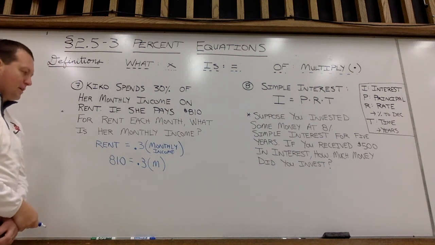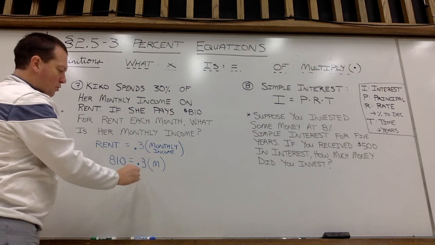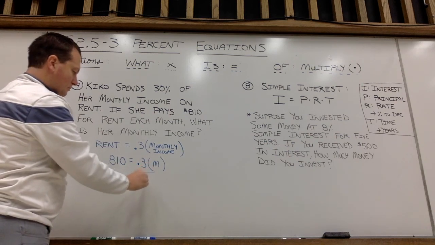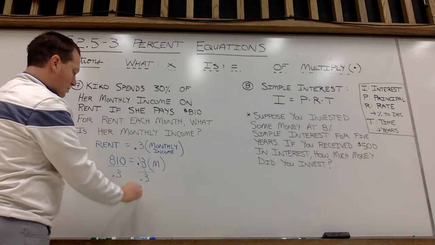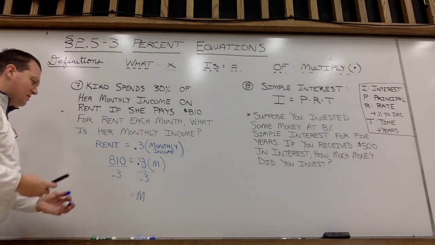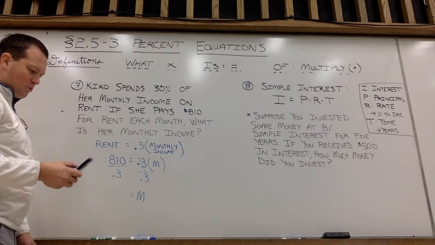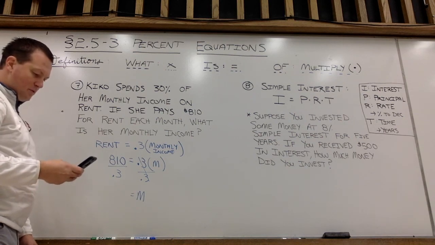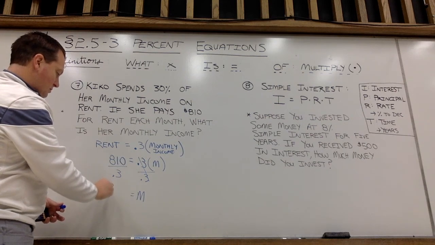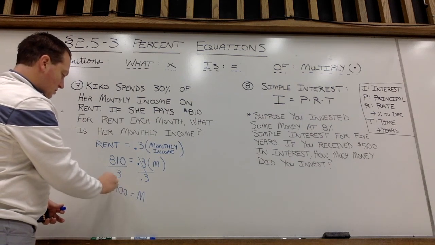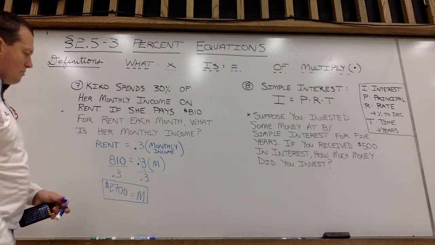So to find her monthly income, I'm going to undo multiplying her monthly income by 0.3 with dividing both sides by 0.3. And then I'll get M, her monthly income. 810 divided by 0.3, I think is 2,700. Let's either confirm or deny that. 810 divided by 0.3, yes, confirmed, is 2,700. So she has $2,700 a month for her total income.